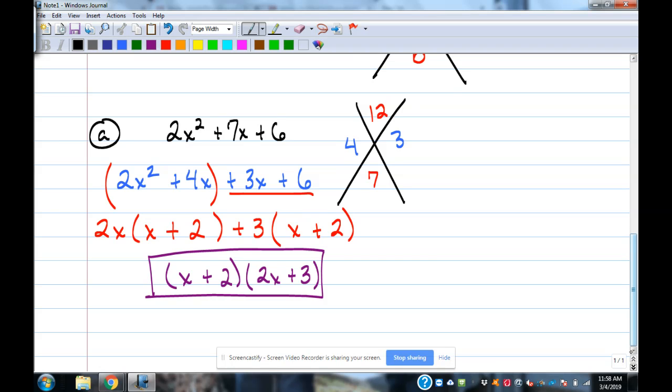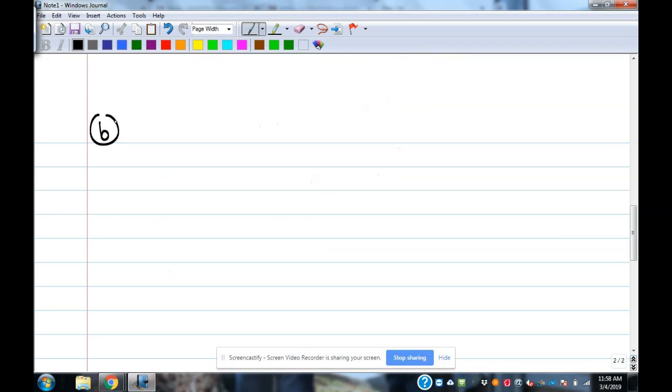All right, so let's do another one. Example B. X squared plus 3x plus 2.